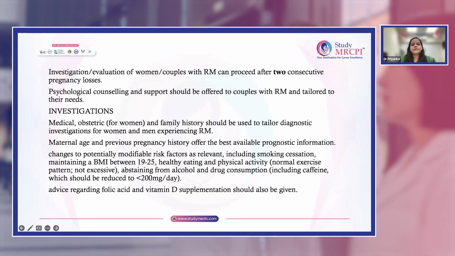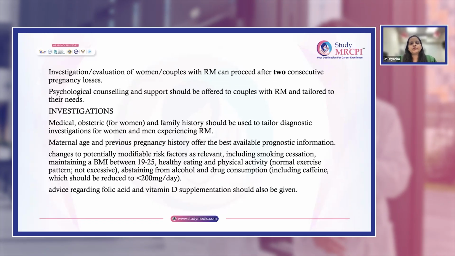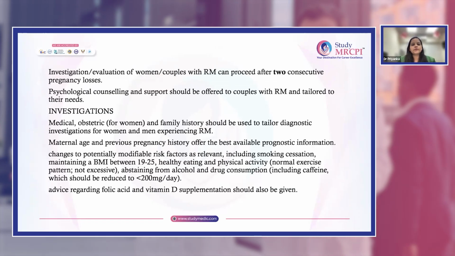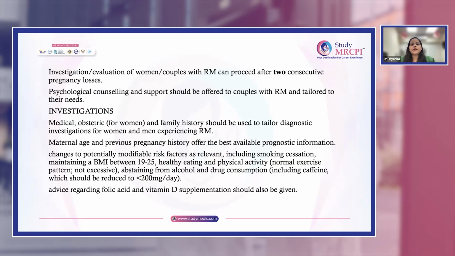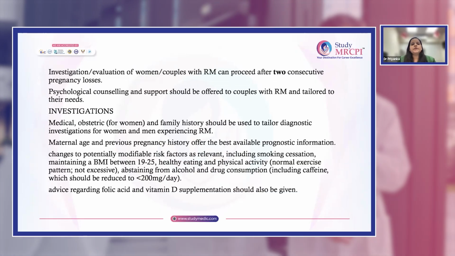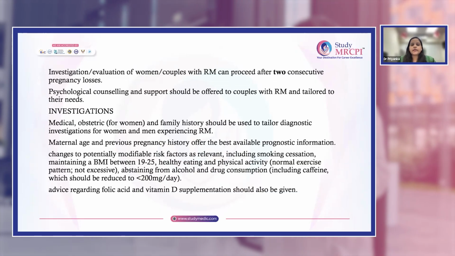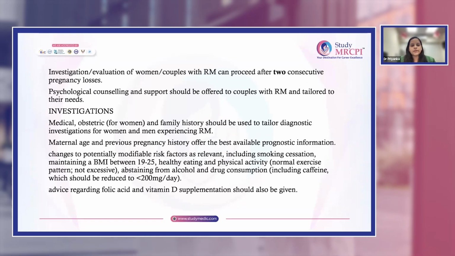So what does the guideline say for recurrent miscarriage? After 2 consecutive pregnancy losses, we can label them as having a recurrent miscarriage. So what are the investigations that we do in a case of recurrent miscarriage?